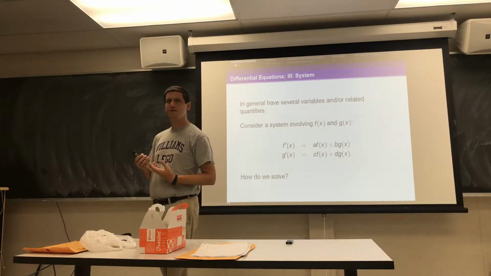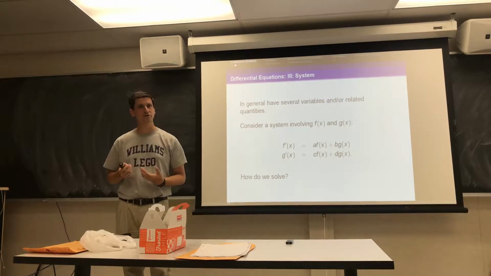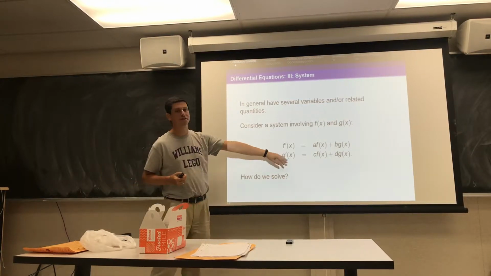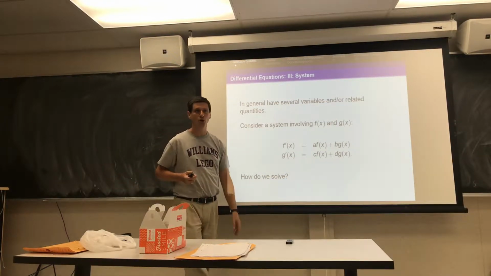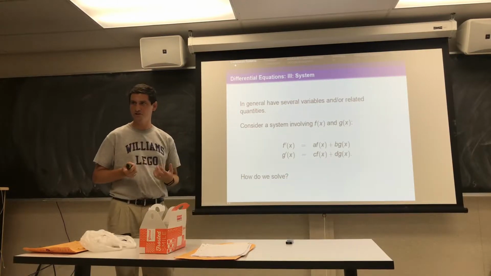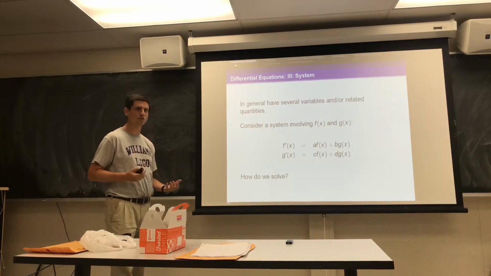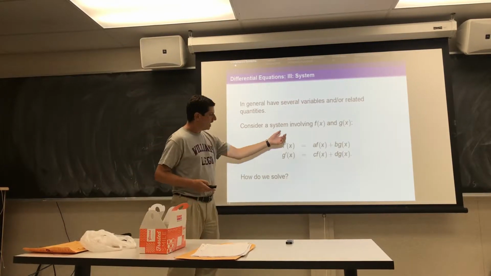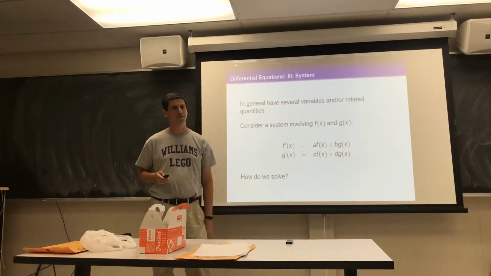How many of you have seen maybe the Volterra predator-prey equations? So you might see something like this in a lot of mathematical biology classes, where you have two populations, prey and predator. It's better to be the predator, and you want to see how the populations evolve over time. How would we solve something like this?